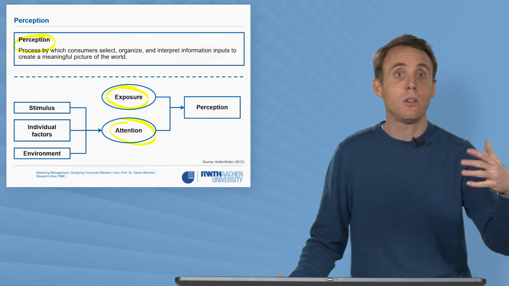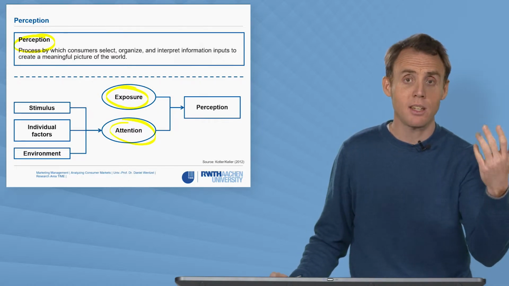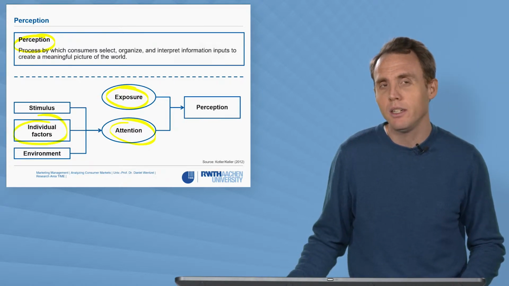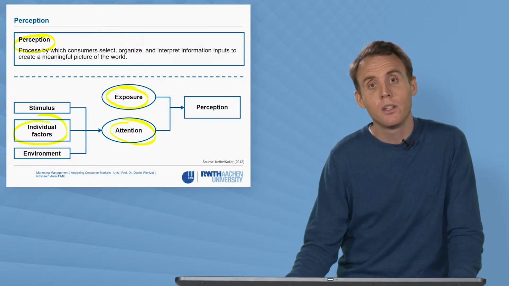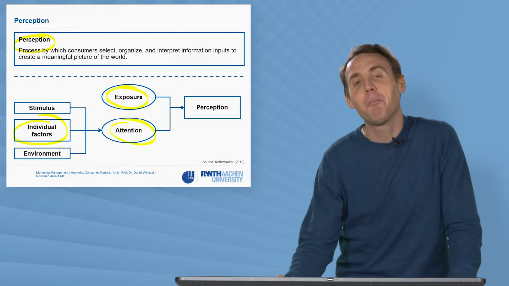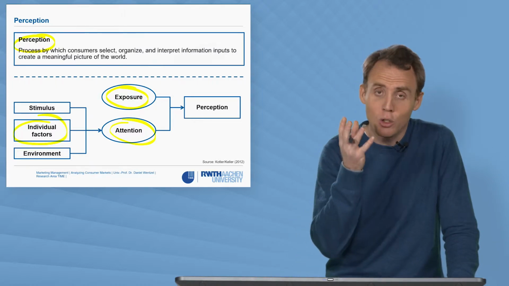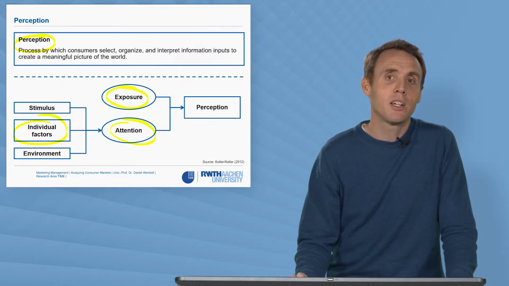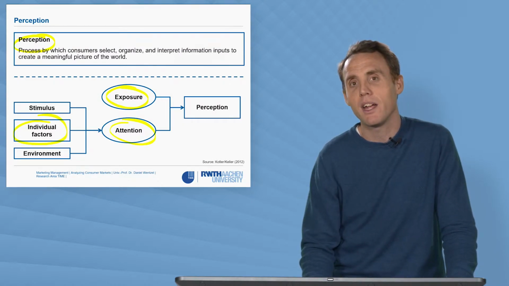This may be related to characteristics of the information, so whether it's loud or vivid, can be noticed easily. But it's also tied to individual factors, right? So to your needs, what kinds of needs you have, and what kinds of information you notice. And I think the entire idea of perception is fascinating because you can show again and again that perception, what kind of information you notice in the first place, what it is that you see, is not an entirely objective experience, but can be heavily biased by your psyche or your brain.